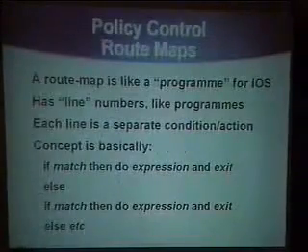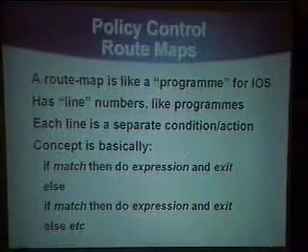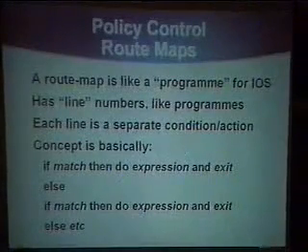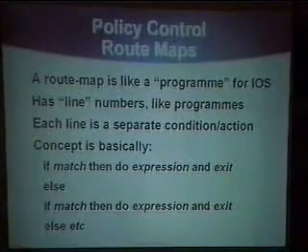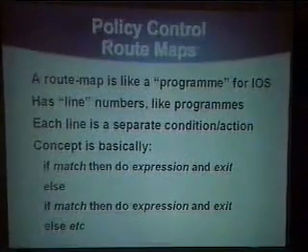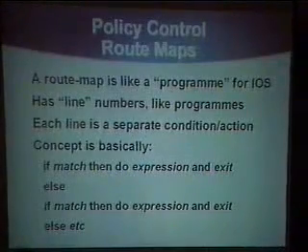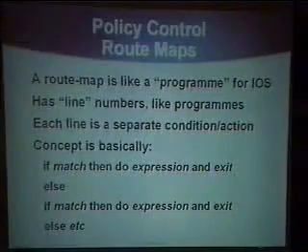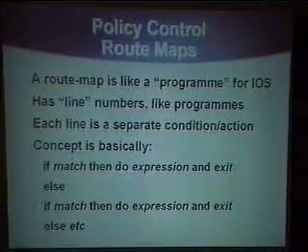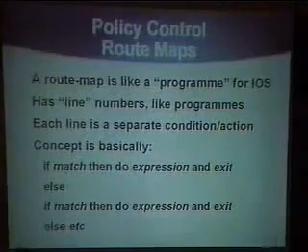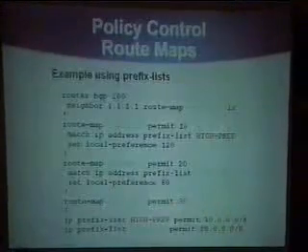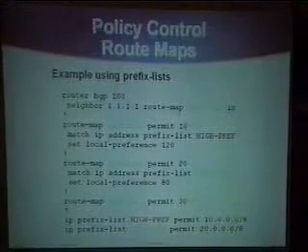Okay, a route map. It's a bit like a program for iOS. That's probably the easiest way to think of it. It's got line numbers, a bit like programs. Each line has a separate condition and action. And this basically works on an if-then-else type construct. Okay, if match, then we do the expression and exit, otherwise we move on, etc., etc. Just so you understand the next few examples.